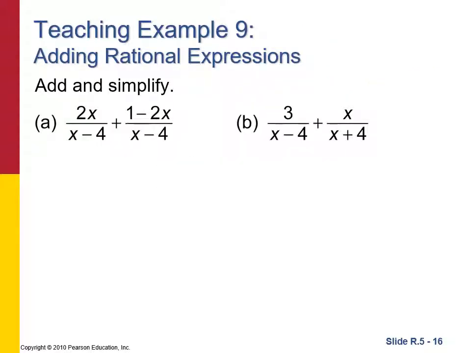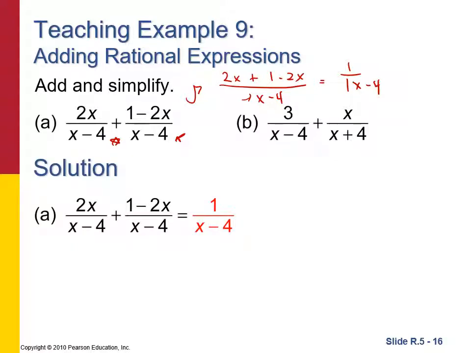Okay, so let's try to do some adding rational expressions now that we've looked at some basic fractions. Notice the denominators are the same, so you can literally just add them as is. So 2x plus 1 minus 2x all over x minus 4. So notice I'm not multiplying, I just leave the denominators the same. So 2x minus 2x, so I'm left with 1 over x minus 4.